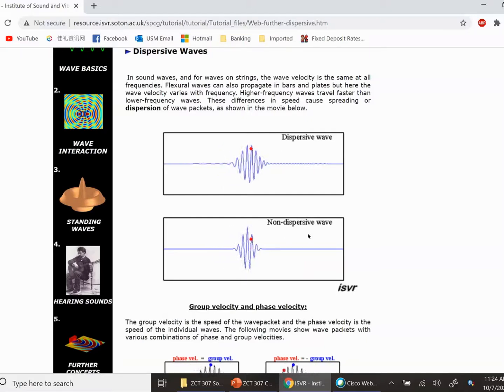But if it's not dispersive, if omega and k don't have any dispersion relationship, then you can see that when the dot goes through this wave, it doesn't change. It doesn't change the wave, so it doesn't interact. Omega doesn't interact with k.